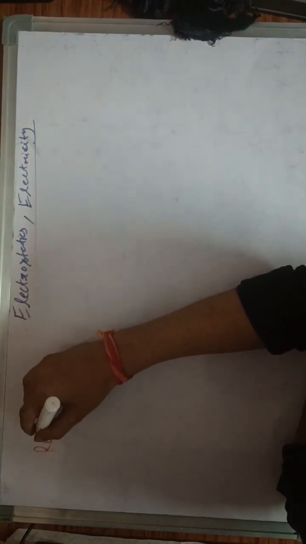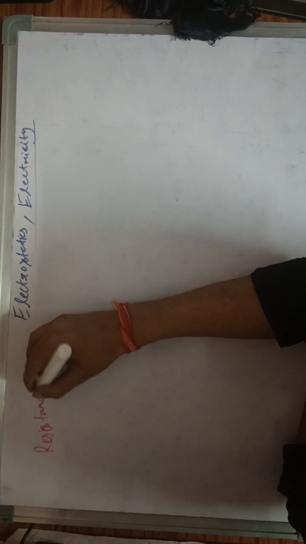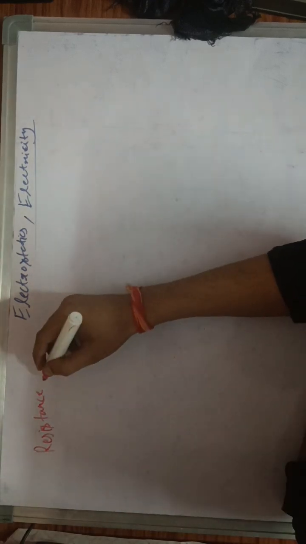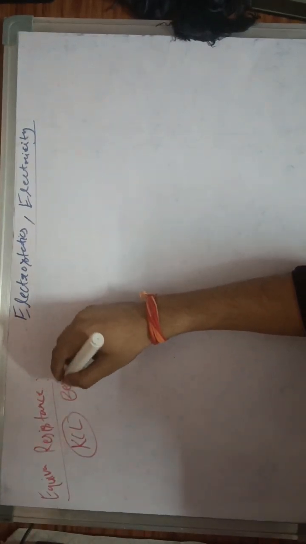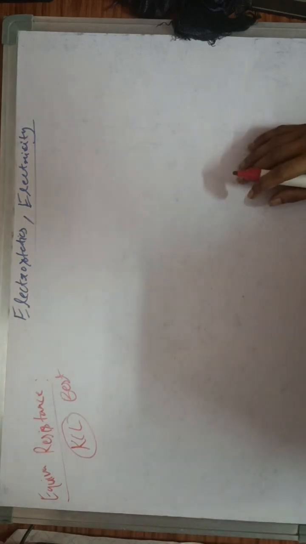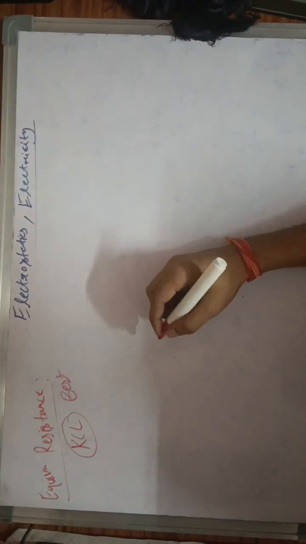Okay, let's solve some resistance calculation. Equivalent resistance calculation. So equivalent resistance can be calculated by simply using the KCL rule. KCL rule is the best rule. This can help in calculating the resistance in any complicated system.